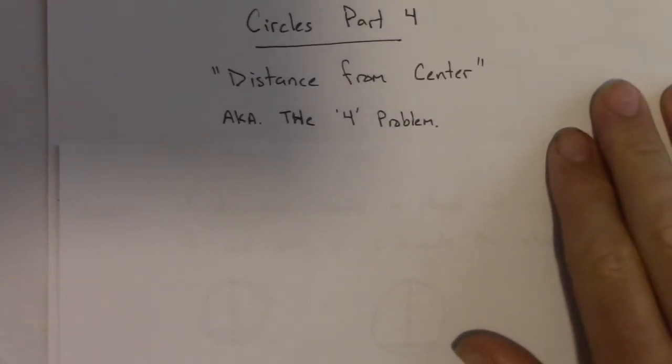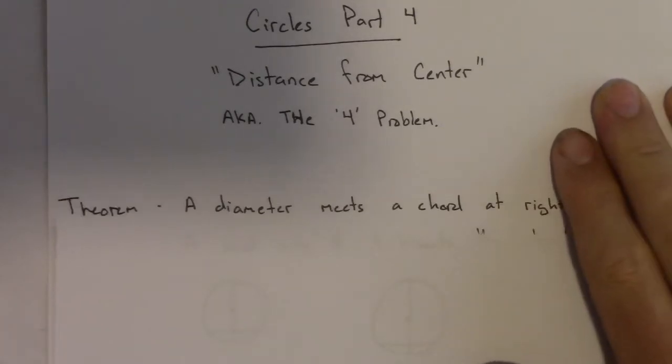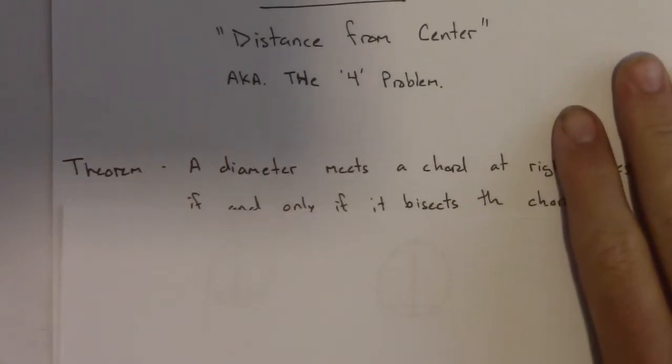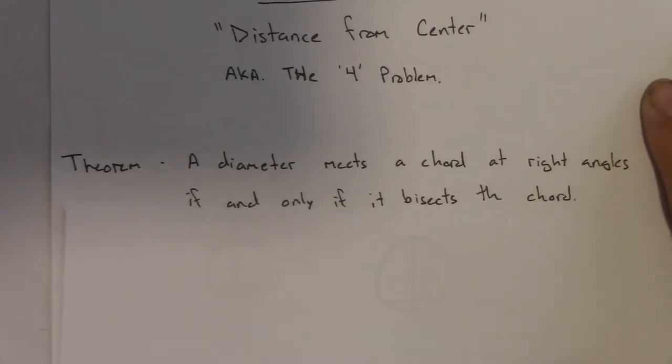I'm going to give you an example so you kind of see the structure of the problem. Here's the theorem. A diameter meets a chord at right angles if and only if it bisects the chord. First up, I want you to key in that it says if and only if, which means this theorem goes both ways. If you think back to when we did some logic stuff earlier in the year, that basically means the converse is true. So I'm going to go through both directions.